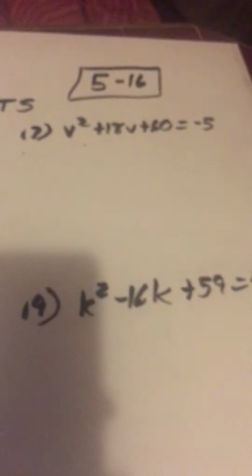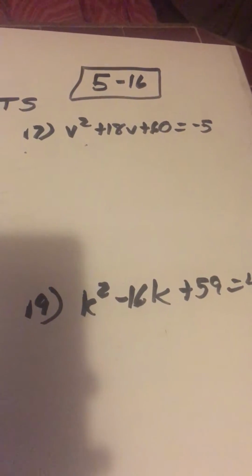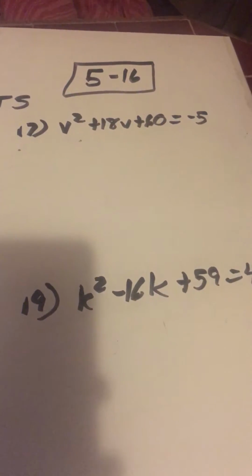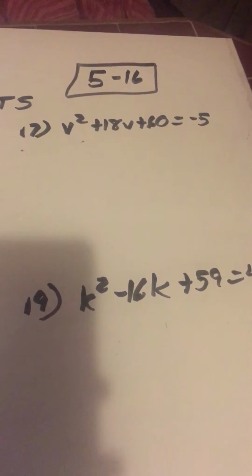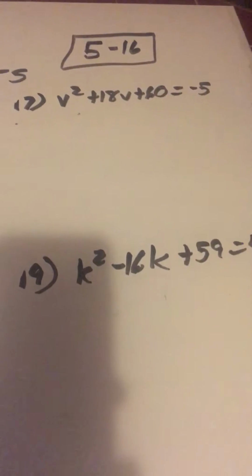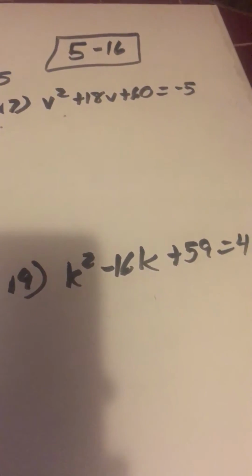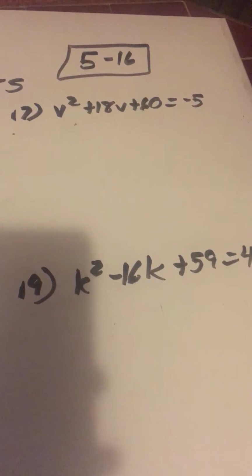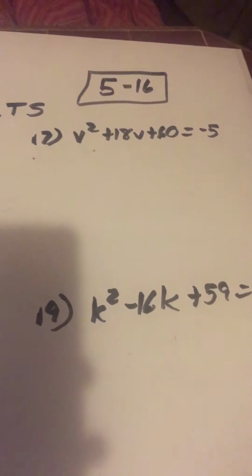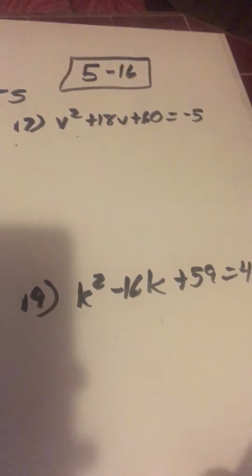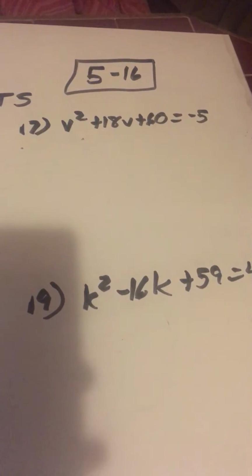We're now in 5-16, in the lower end of it. This is where they want us to solve by completing the square. We're going to do number 17 and number 19. Now, this is the third example of it. We're still going to follow the same steps. You do the steps every single time the exact same way, they're going to work.